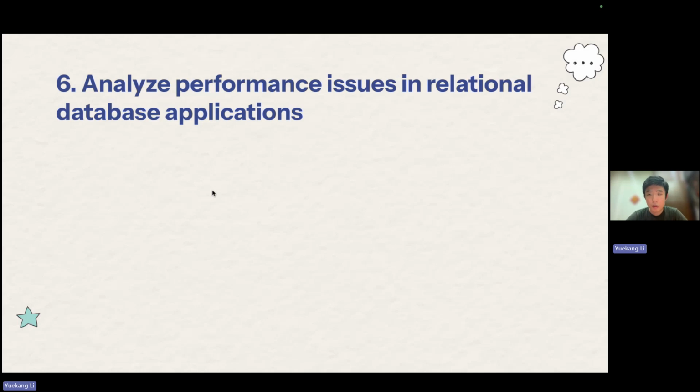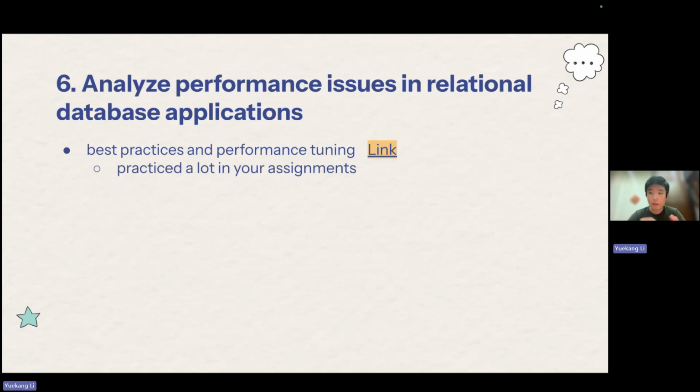Our sixth learning outcome here is you should be able to analyze performance issues in relational database applications. We have learned some best or bad practices and how to do some performance tuning or analysis in our last lecture. And I believe you have practiced a lot in both of your assignments, of writing optimal SQL queries.